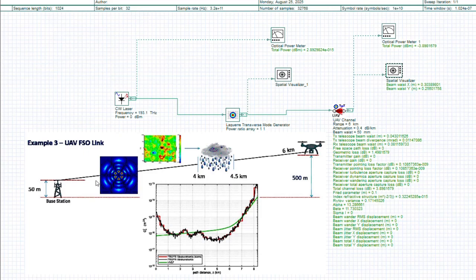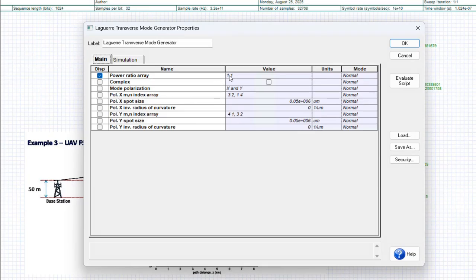The first is the utilization of multimode inputs. As we saw previously, having a light connected directly to the component without any multimode input forced the component to generate a Gaussian beam with a 50 millimeter waist. In this example, we are using a Laguerre transverse mode generator, and we are generating two modes for each polarization. So there are 4 modes in total. And these are the orders of these Laguerre modes.